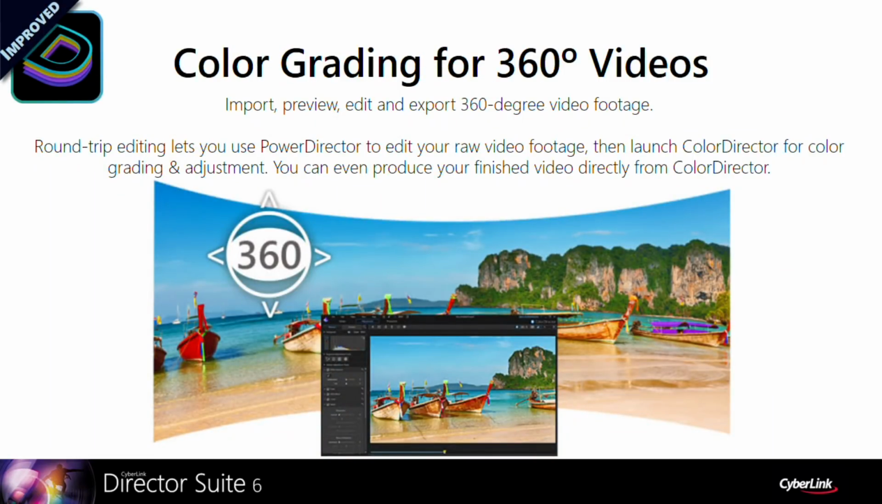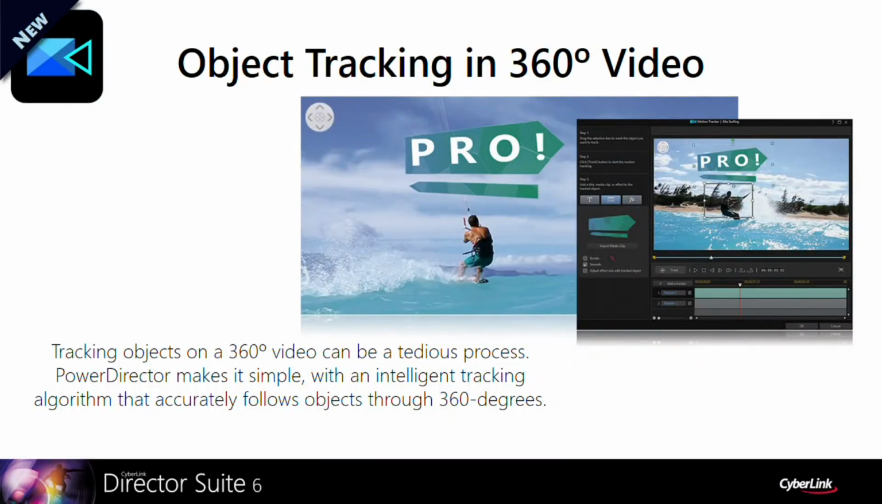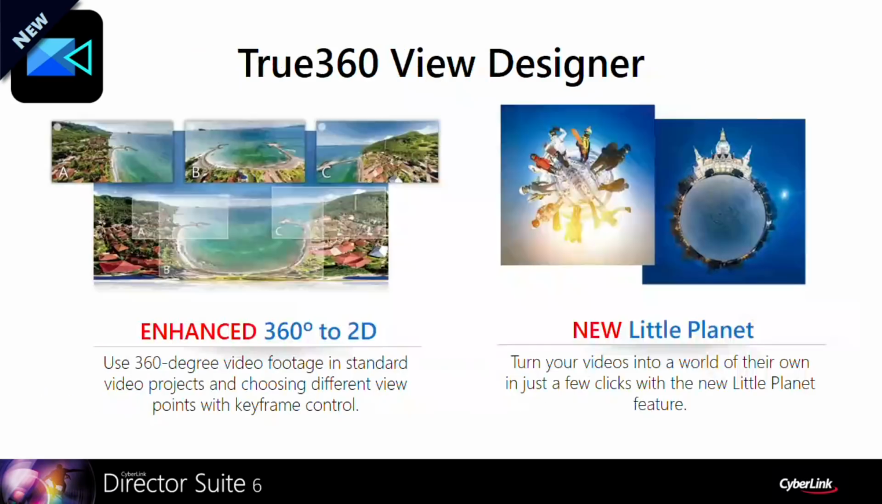And that's for the color grading. You can use color grading from PowerDirector or also from ColorDirector if you have it. And that's for the object tracking we demoed. Now you can add any text or logo or even videos, so that can capture the viewer's eye. And also for the view designer, as we demoed, you can convert the 360 video into a 2D version. And also there's a new little planet you can use.